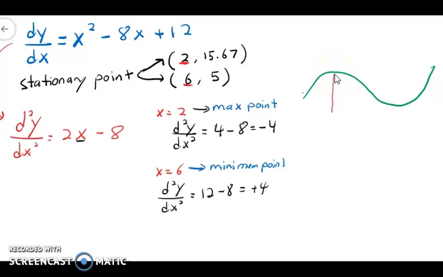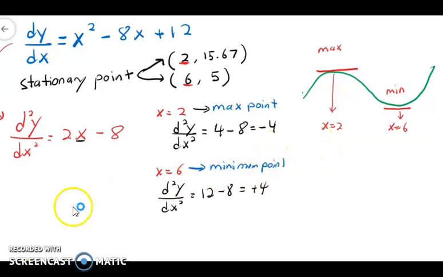So here you have x is 2. It shows it's a maximum point of the stationary. And here in this part, you have x equals 6, which shows it is a minimum. So this is how we will decide the maximum and also the minimum point.